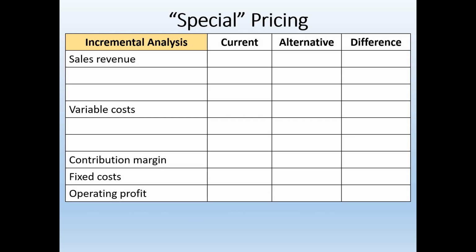If we want to do an incremental analysis for this decision, that means we need to look at all of the revenues and costs for the firm's current status and then compare that to the revenues and costs if the firm decides to accept the special order. Let's look at the firm's current status first.